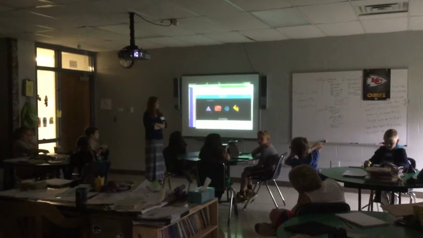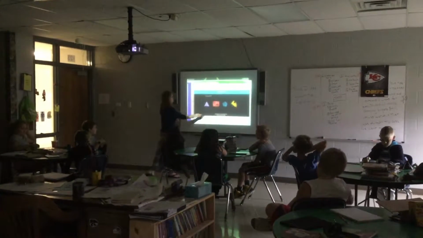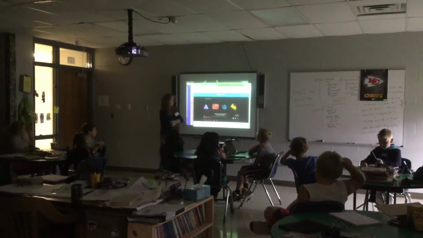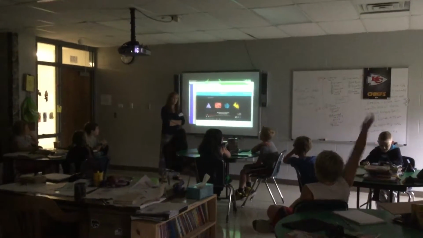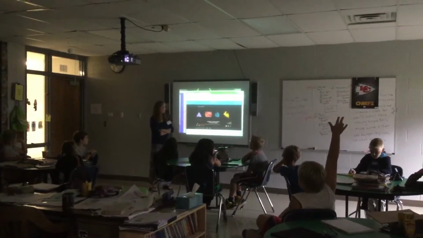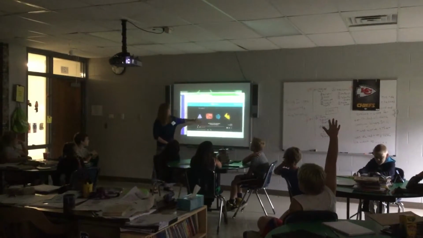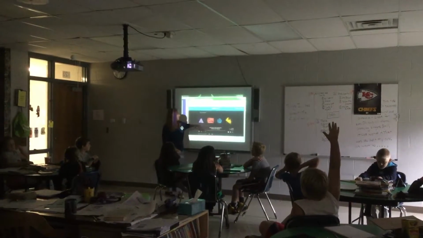Now I encourage you to pause the video and figure out the perimeter. We'll pause it for just a minute and see if we can figure out the perimeter of these shapes. And then he's going to go through and explain it to us. So let's pretend like these are all feet, okay?